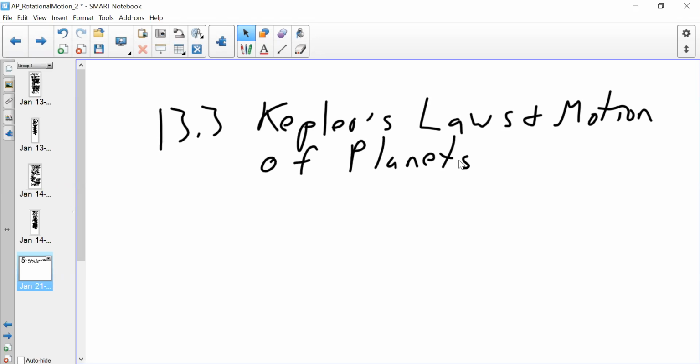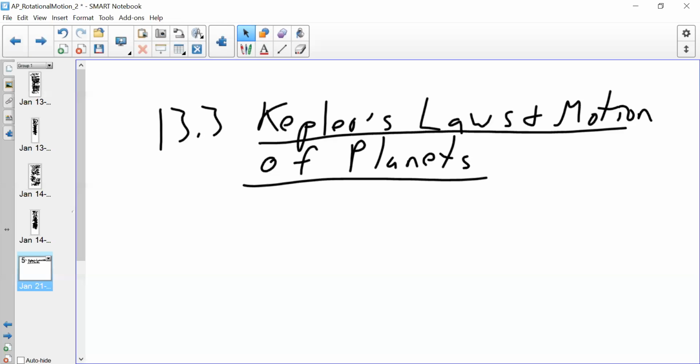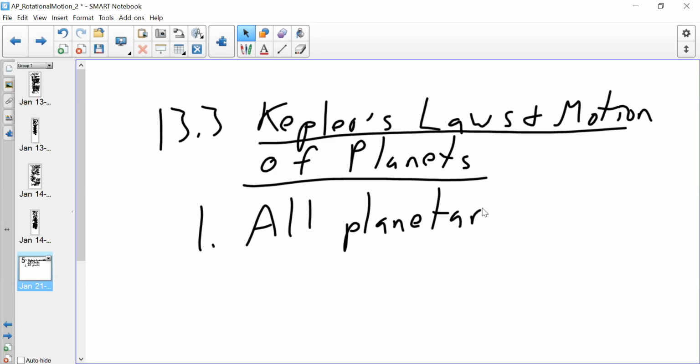He was a disciple or pupil of Tycho Brahe. And after 16 years of looking over astronomical data, he concluded that all planets move in elliptical orbits.